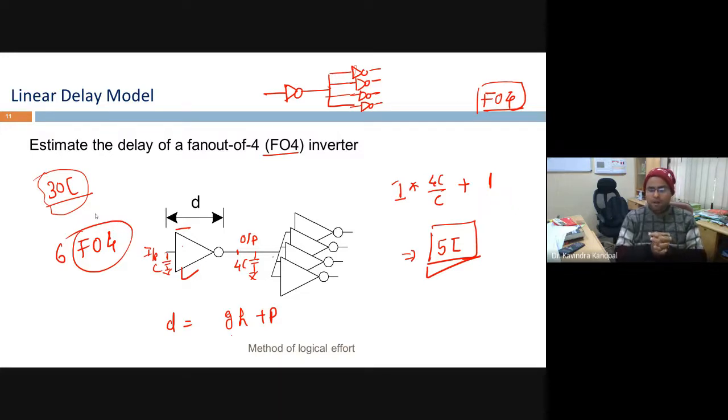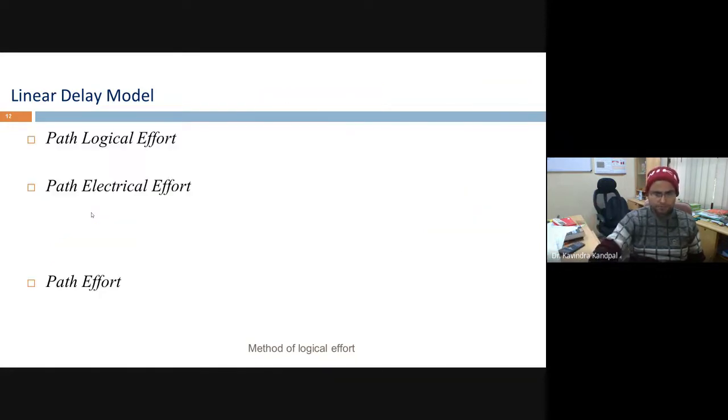So the method of logical effort serves as a good tool if you want to optimize a particular critical path. Before we go ahead and I explain how to optimize a path, let me build up with a couple more examples and a bit more theory. So far we have talked about the logical effort of a logic gate, but now we will talk about the logical effort and electrical effort of a path. We will also introduce one more term, the branching effort.